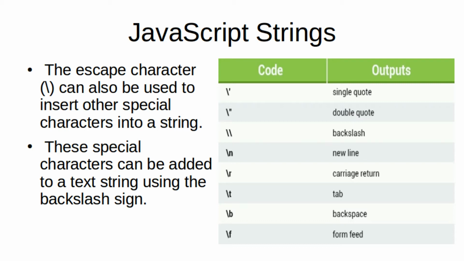These special characters can be added to a text string using the backslash sign. We have a little example of them: a slash and quote for a single quote, a slash and double quote for a double quote, two slashes for a backslash, \n for a new line, \r for a carriage return, \t for a tab, \b for a backspace, \f for a form feed.